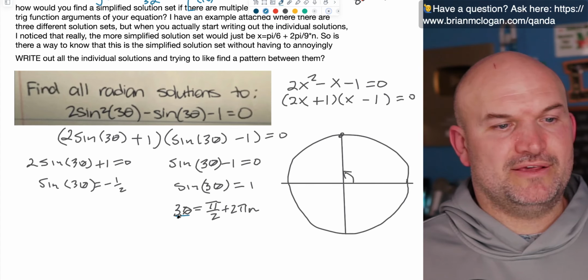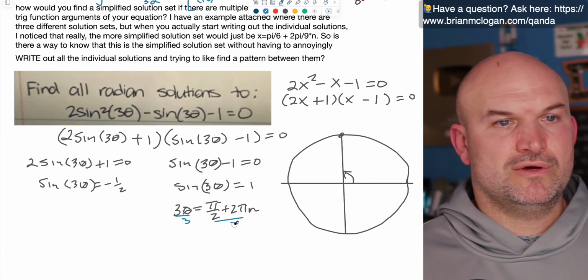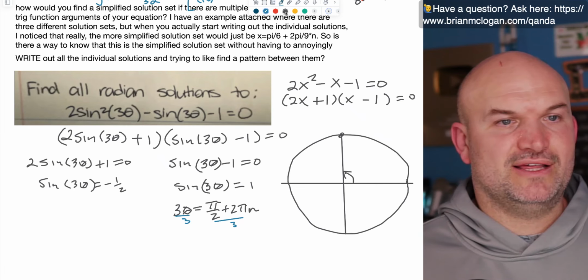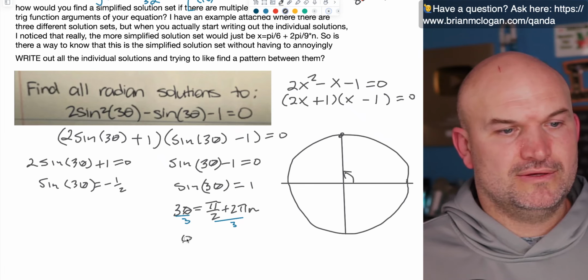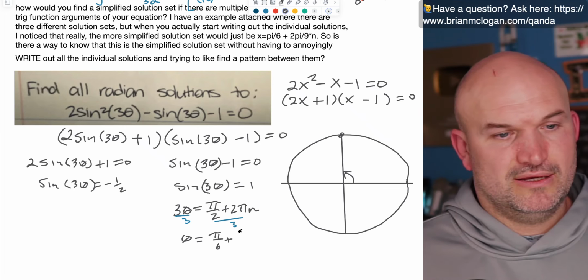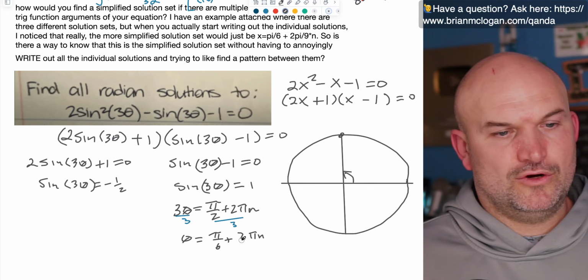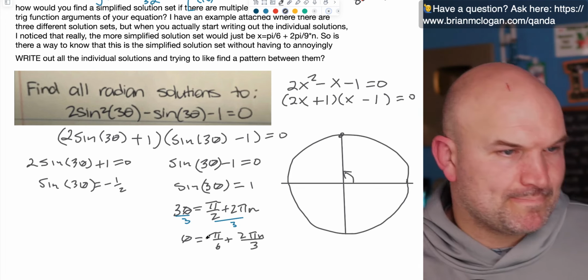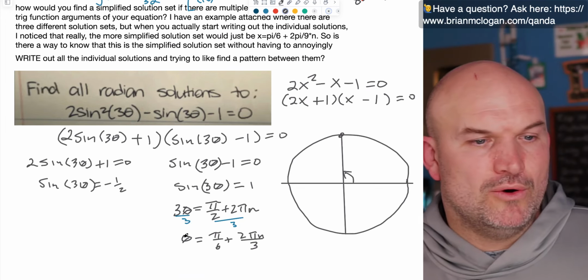So I'll divide by 3 on both sides. And then now I get my final answer of theta equals pi over 6 plus 2 pi n over 3. Whew, okay. So what about the next one?